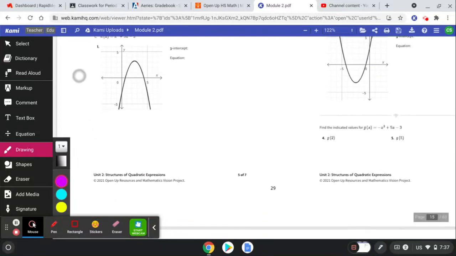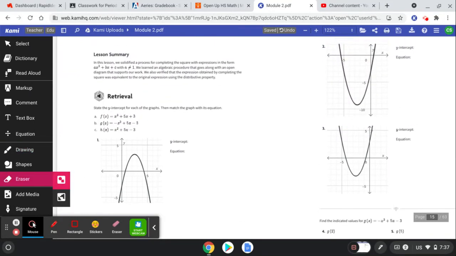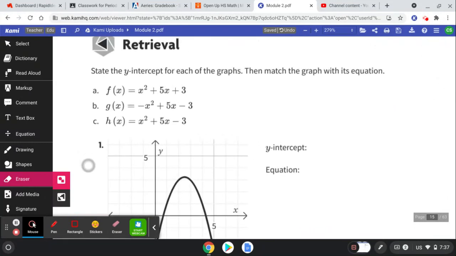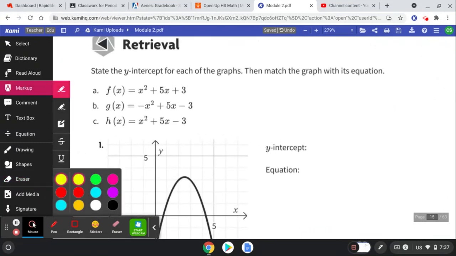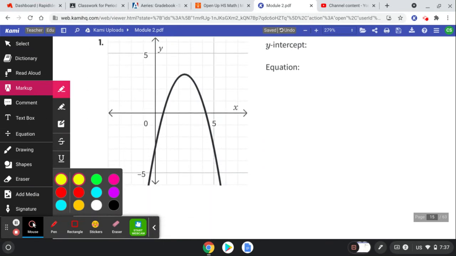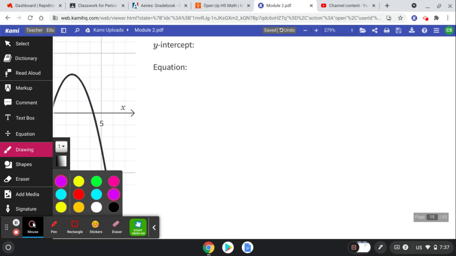Okay, we are on page 29 of the packet. We're doing the warm-up retrieval section, and it's just a graph matching. So check this out. State the y-intercept of each graph. And so the y-intercept is going to be this dot right here where it crosses the y-axis.